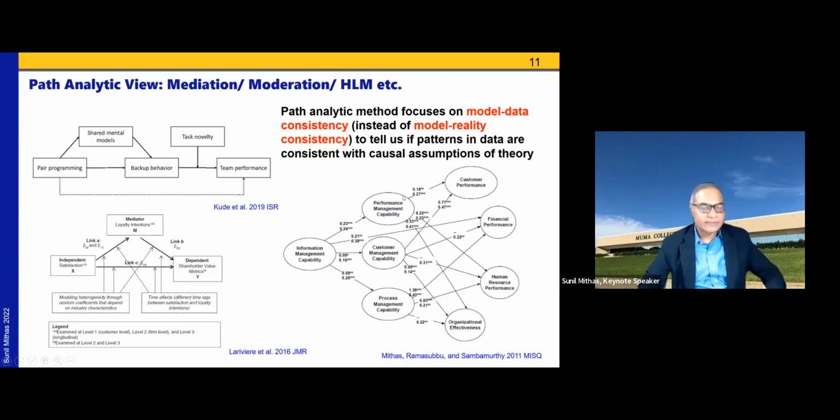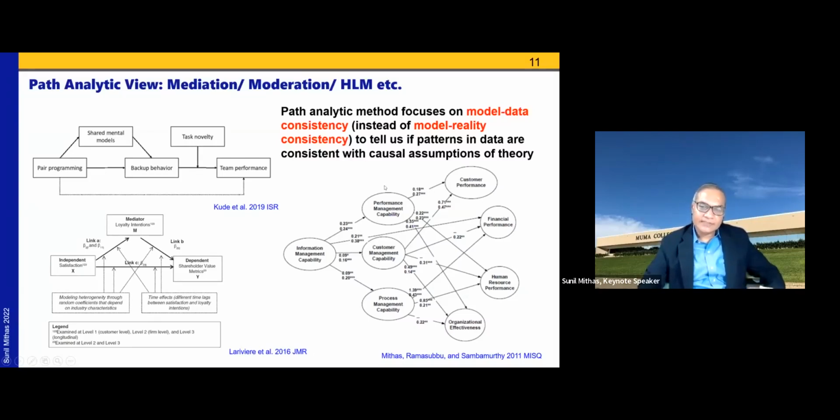So we have some theory in mind, and our theory says that maybe the relationship should be like this. And if we find support for these relationships in our observed covariance matrices or correlation matrices, then we say, well, we found support for our theory, right? So that is how the path analytic approach works.